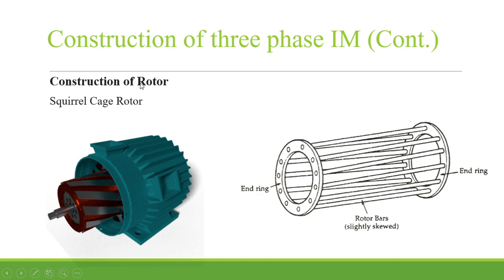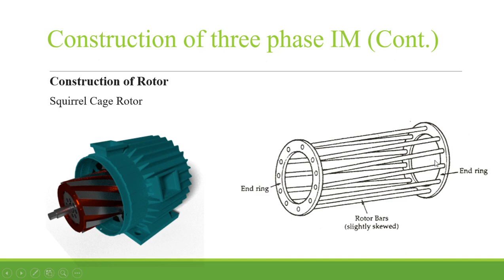The first one is the squirrel cage rotor. This is the construction of a squirrel cage rotor. You can see the rotor of a squirrel cage three-phase induction motor is cylindrical in shape and it has slots in its periphery, and these are made parallel to each other, but these are not straight. These are somewhat skewed, meaning they are slightly tilted, not straight.